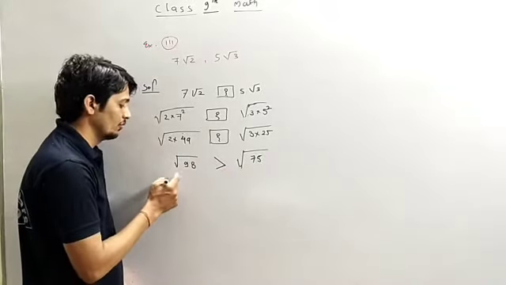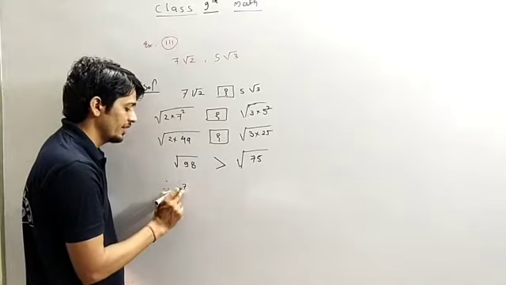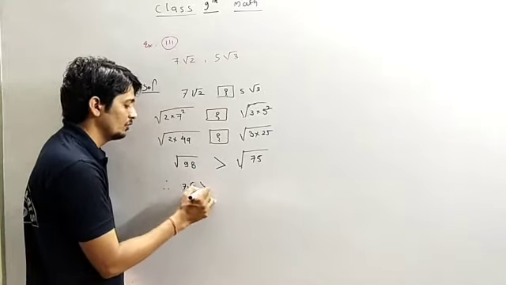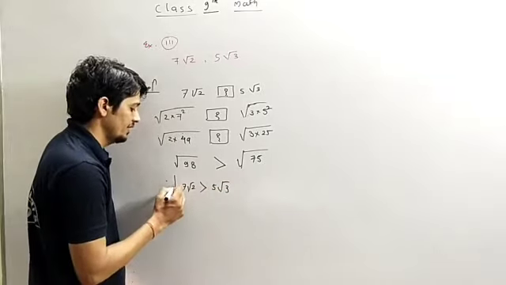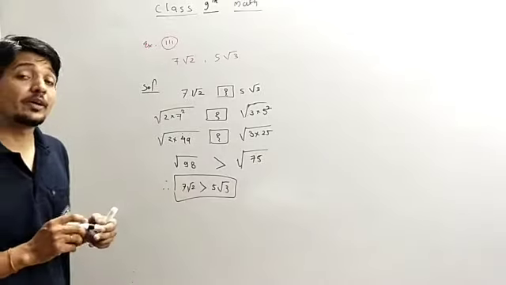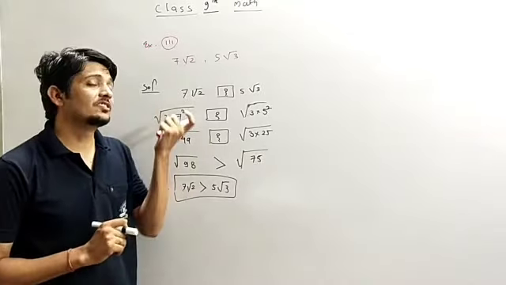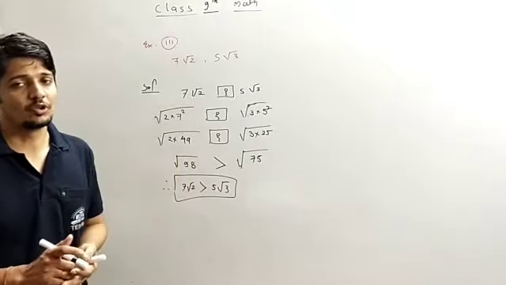Okay. Therefore, this 7 root 2 is greater than 5 root 3. So we can write 7 root 2 is greater than 5 root 3. Okay. So this is the answer. So this is the way you have to evaluate whether the given surds are equal or not. Okay. So write down the solution.